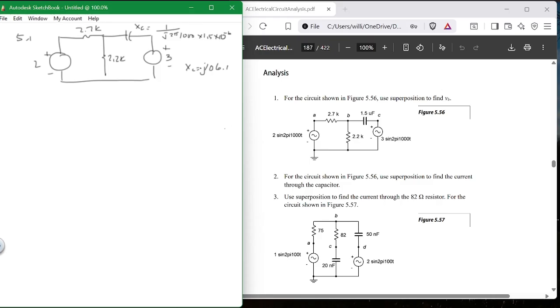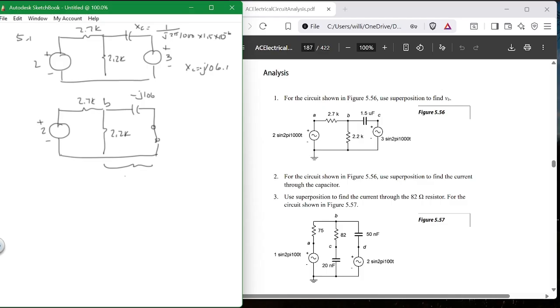Yeah. Okay. So now we can redraw the circuit: 2.7K, 2.2K, and up here we have a capacitor with a minus j 106, and we can jumper out this one. They want to know VB. So if we find these two together and then do a voltage divider, we can get it. So this is VB, this is the B point.